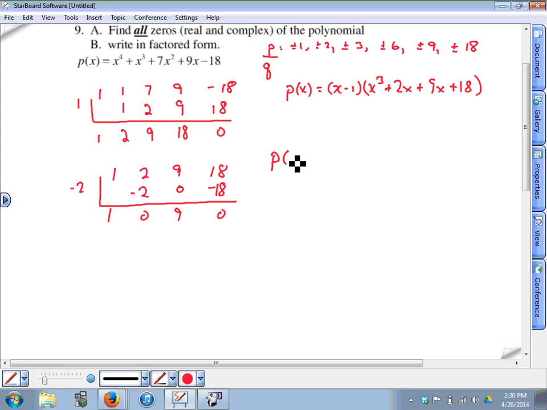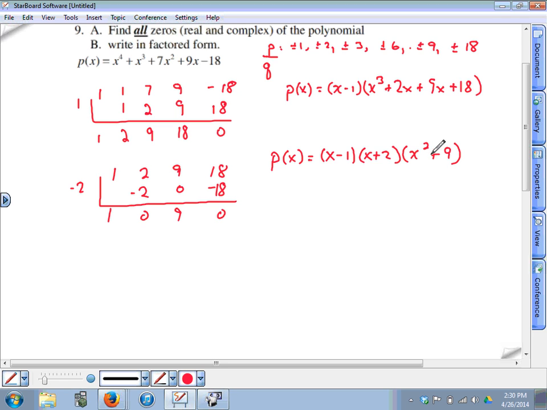So the p of x can now be written with 2 of its factors, x minus 1, x plus 2, and then the reduced polynomial x squared plus 9. Now what we have here is a quadratic factor. Once we've gotten it down to a quadratic factor, we no longer have to choose numbers from p divided by q and do synthetic division.